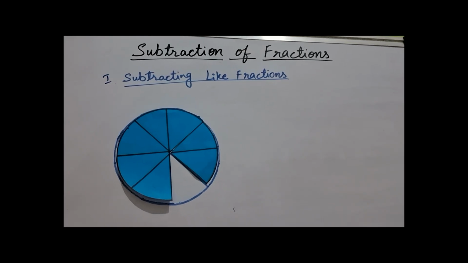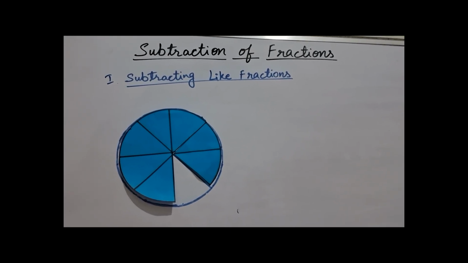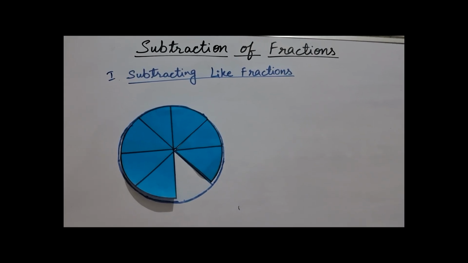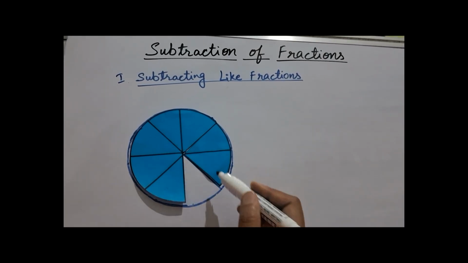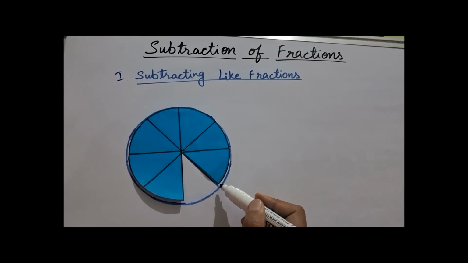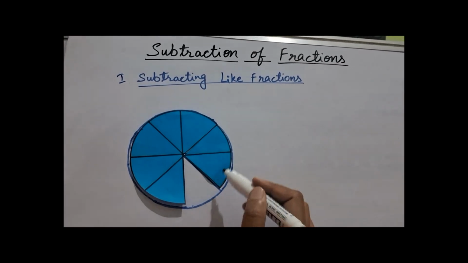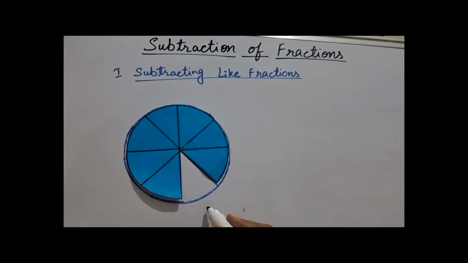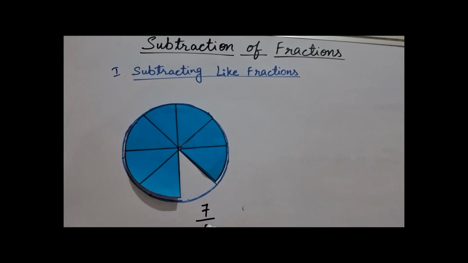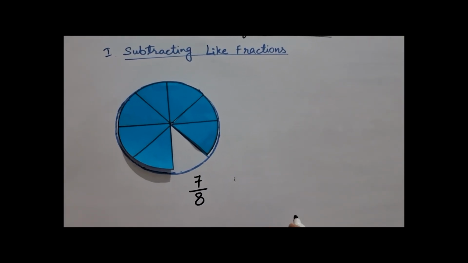Subtraction of fractions. First we will learn, children, how to subtract like fractions. In this circle, the circle is divided into 8 equal parts. Now we'll write the colored part of this. It is 7 by 8. Okay children, 7 by 8.